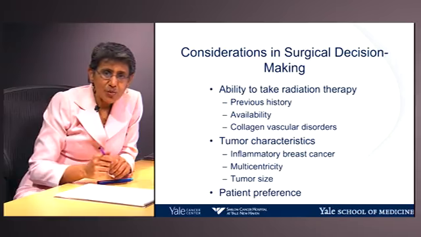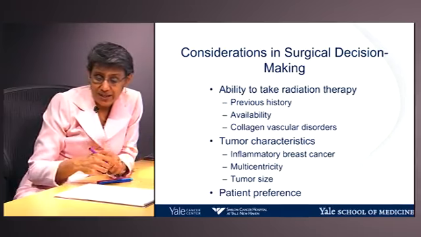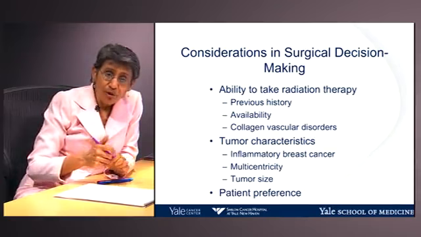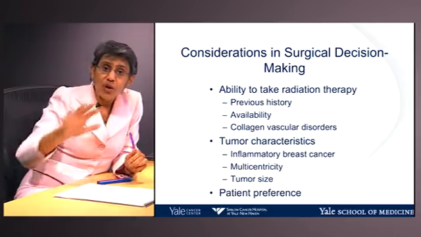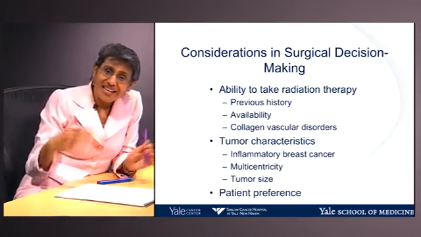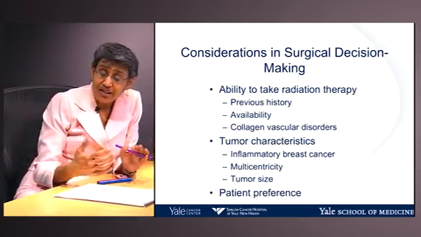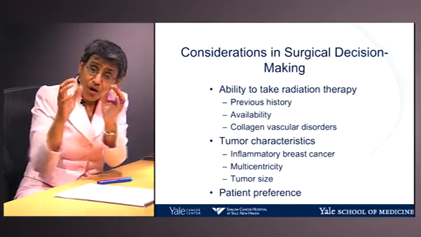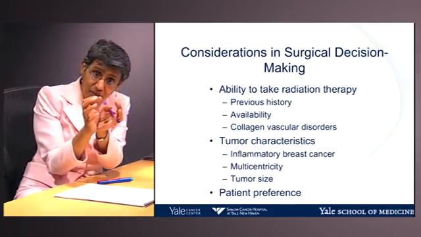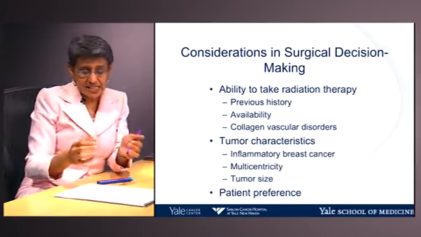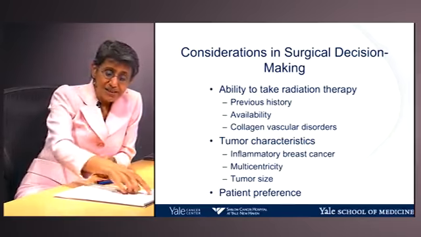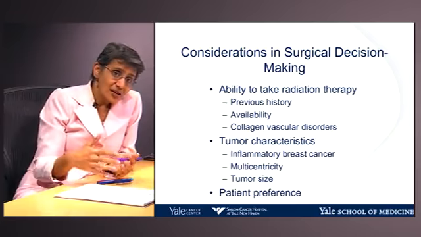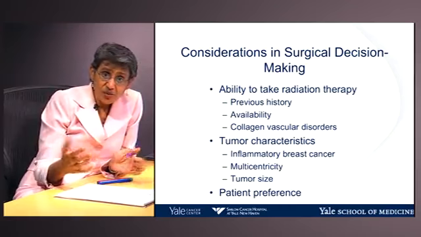Multicentricity. This is where a little bit of a vocabulary lesson might come in handy. Multicentricity is when you have more than one cancer in more than one quadrant of the breast. That's different than multifocality, which is where you have more than one tumor, but both are in the same quadrant of the breast. If all of the disease is limited to one area of the breast, you can still often have a partial mastectomy.